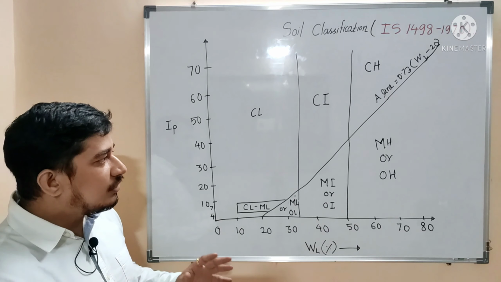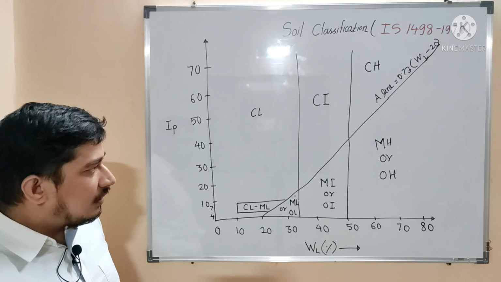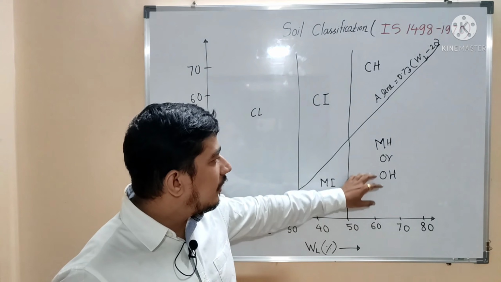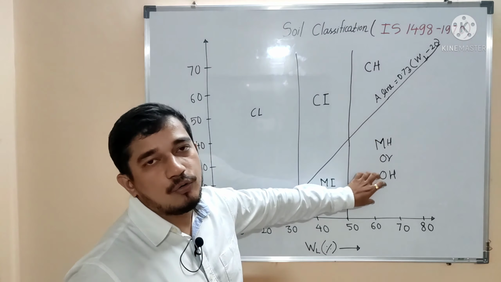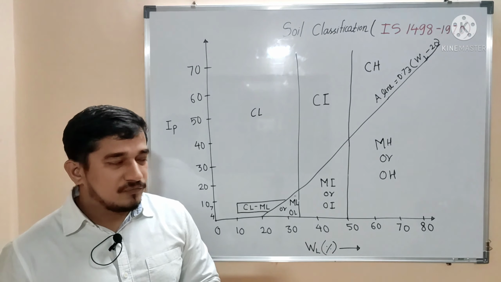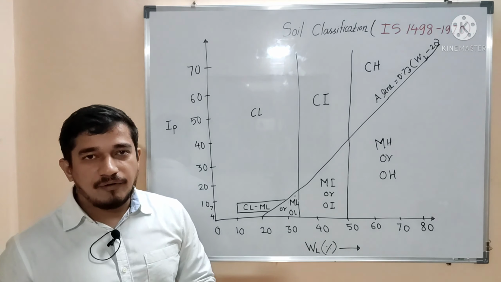So now the question arises, when the soil is within this region, how to differentiate between this MH or OH? That is highly compressible inorganic silt and highly compressible organic soil. The organic soils are generally bad in odor, and their color is different, somewhat dark in color. So like that we can identify.